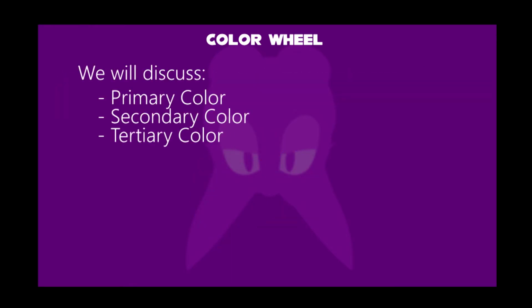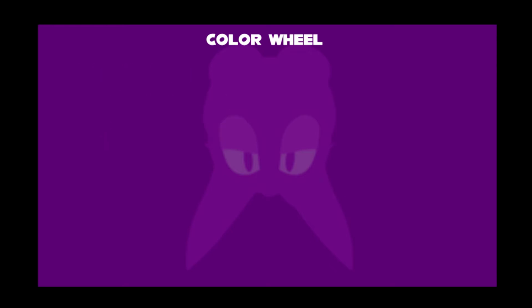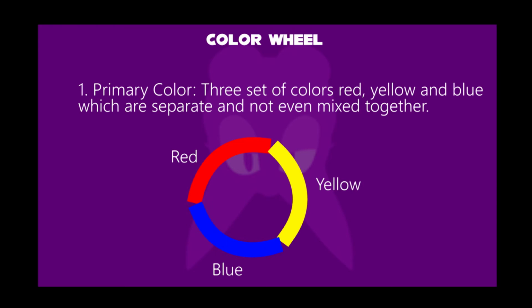In this topic, we'll learn primary, secondary, and tertiary colors. Let's start with the primary colors. They consist of three colors, red, yellow, and blue, but they haven't been mixed yet.